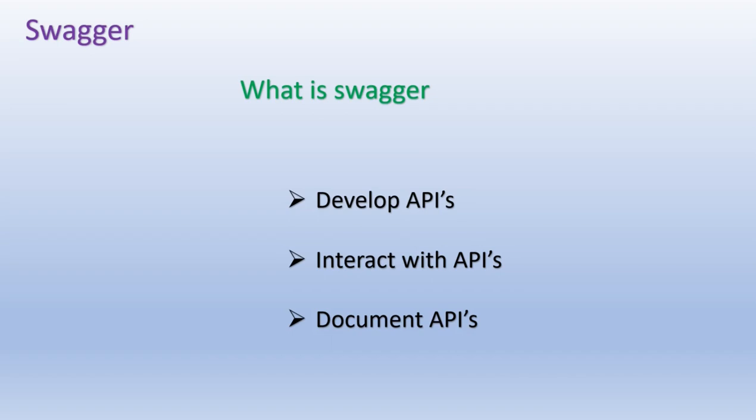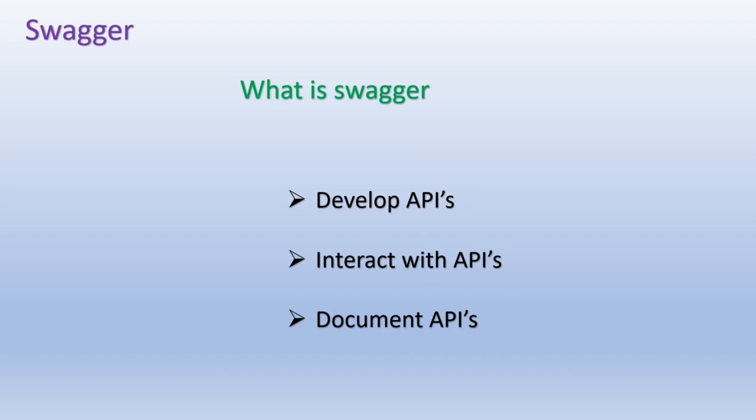Now we will see about Swagger. What is Swagger? Swagger plays one of the major, important key roles in microservices or API development, microservices consumption, and services implementation.